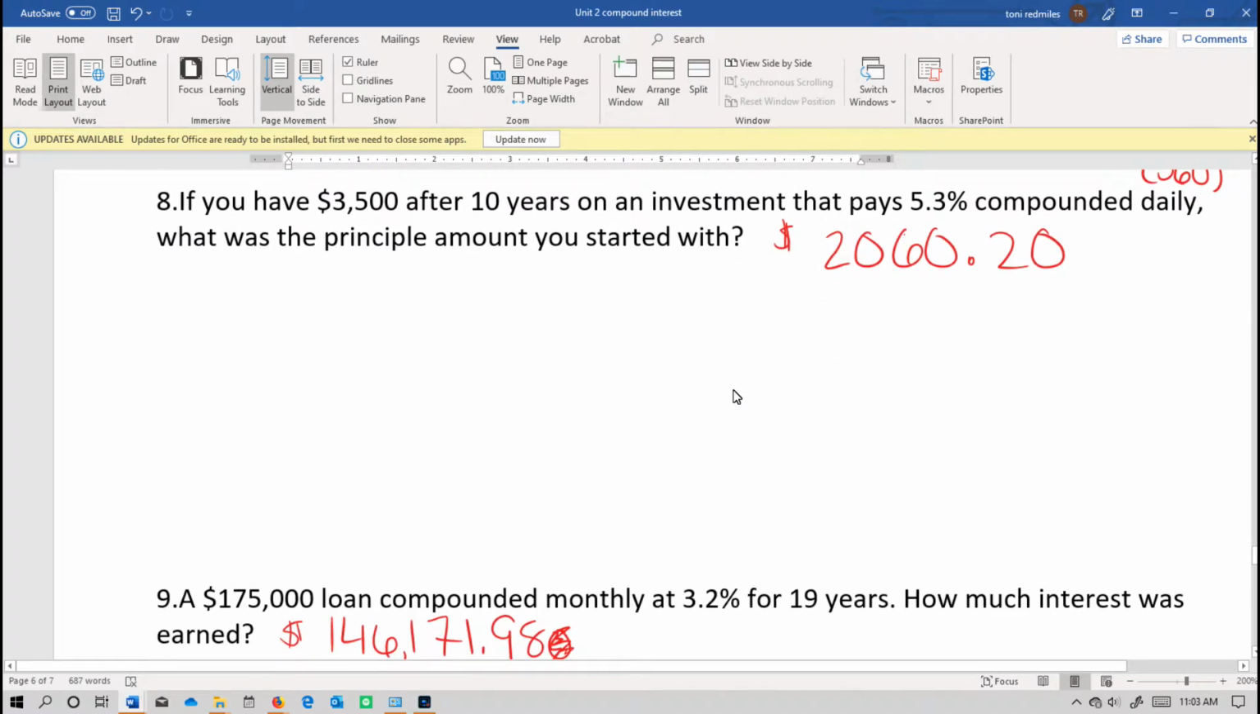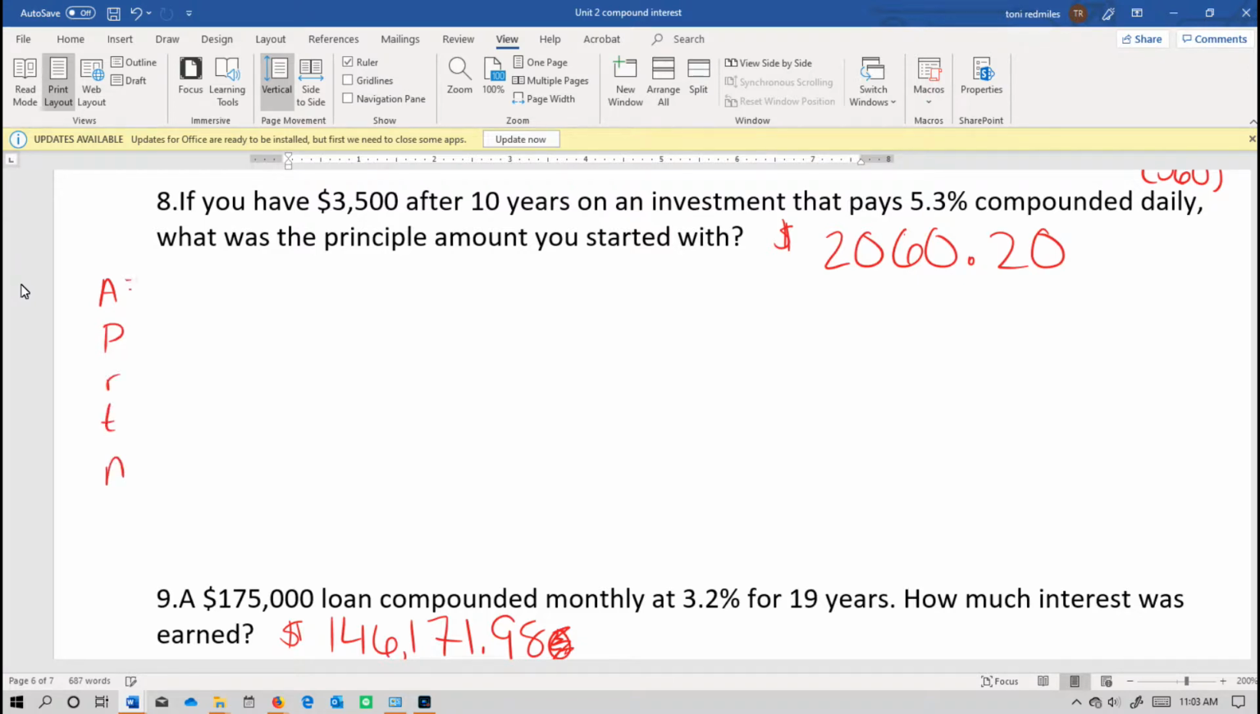All right, let's look at the second one. If you have $3,500 after 10 years on an investment that pays 5.3% compounded daily, what was the principal amount you started with? So what was the P? So let's go ahead and write down what we know of our formula.